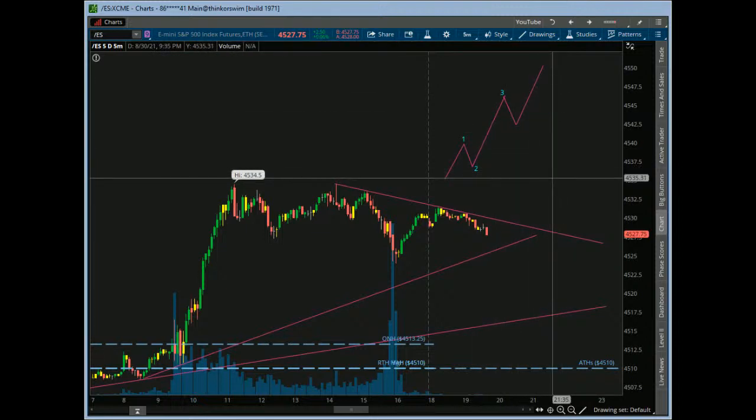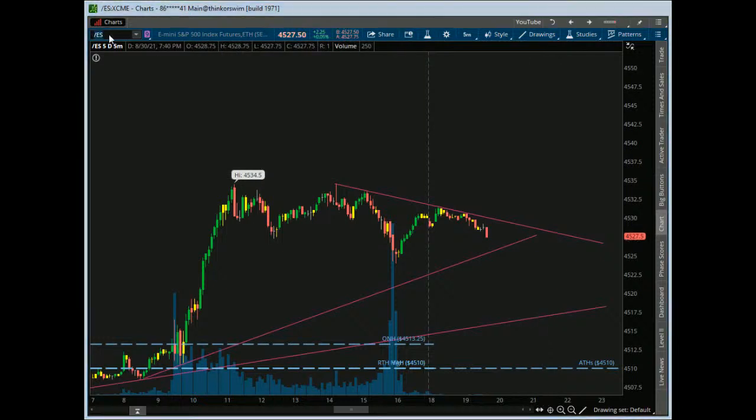Now let's take a look at the Elliott Wave count on the SPX and see how things are going right here. Let me make sure I've got that pulled up for you guys. So good, SPX here, guys. Let's go to the 1 hour chart.